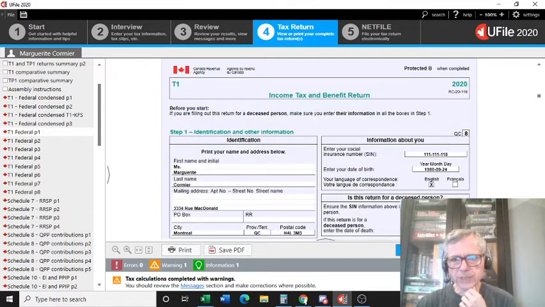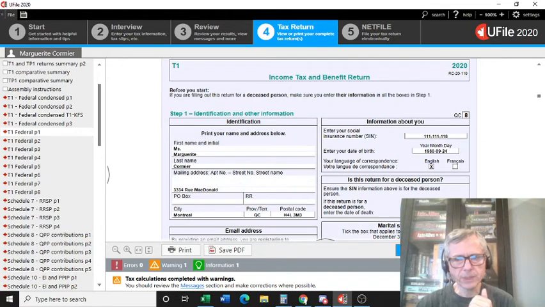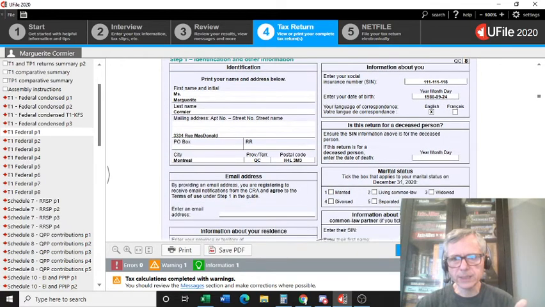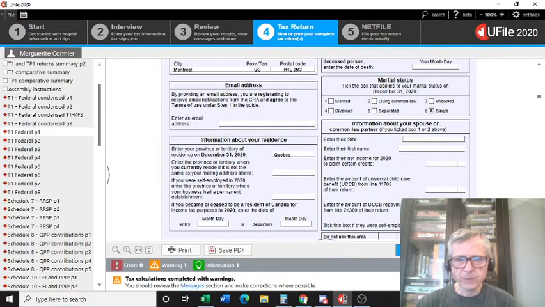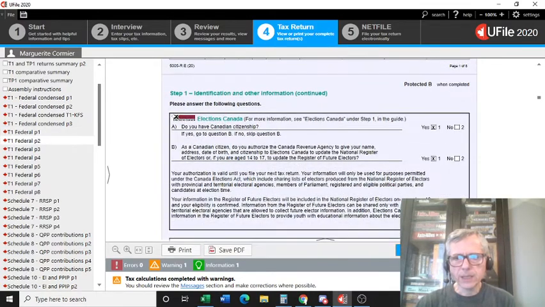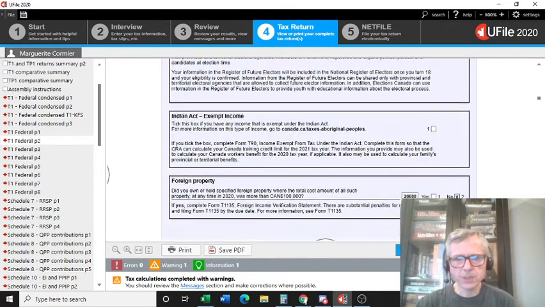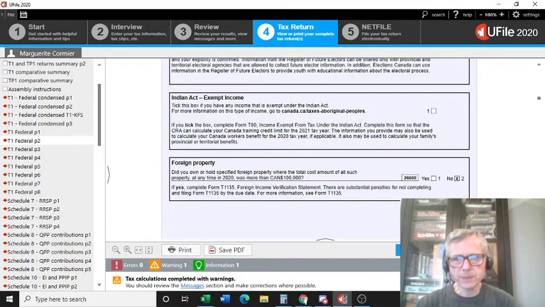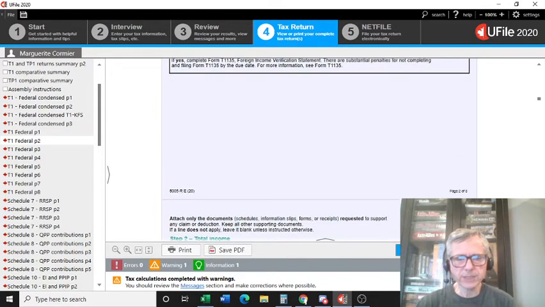Okay, let's just take it from the top. Okay, we got Miss Marguerite Cormier. She's single. She was born in 1980. English, resident of Quebec. And she said yes to the Elections Canada questions. No foreign property. Not exempt under the Indian Income Tax Act.